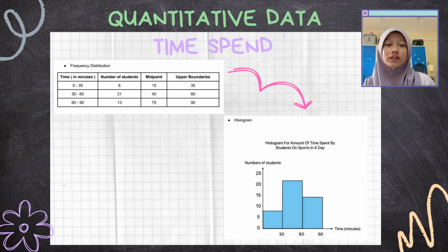Now, we move to the next data analysis, which is quantitative data. For this data, there is only one quantitative data, which is time span. The first one that we can see here is frequency distribution. There are 3 levels in time, in minutes, that have been shown in the table. Next is histogram. This is the histogram graph that has been shown for the amount of time spent by students on sports in a day.